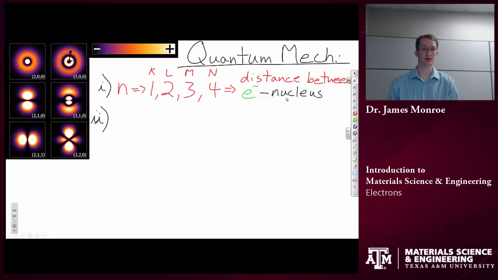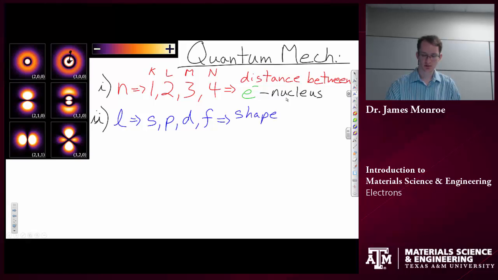So another number that we need to use to describe the way an electron moves around a nucleus is called L. And L can take the form S, P, D, or F. This is the shape of the electron cloud.